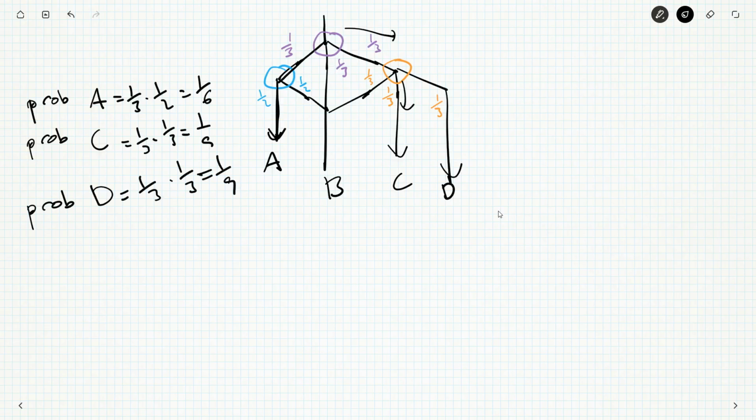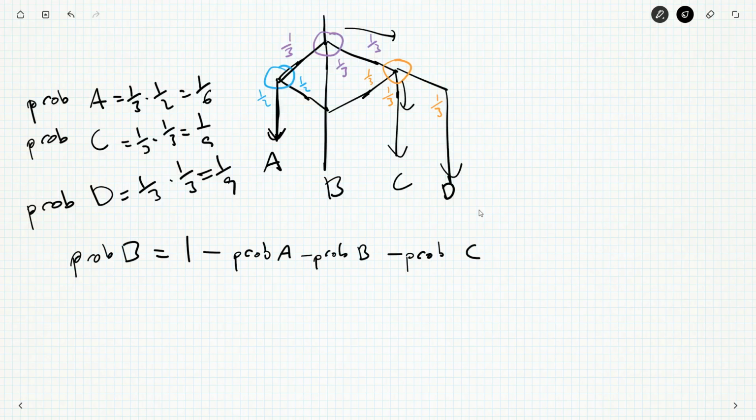Now, Harry the hamster exits one of these pipes eventually. And if you know anything about probability, you'll know that the probability that something happens is always 1, and the probabilities of individual outcomes add up to 1. So we can figure out the probability of B is just 1, the total, minus the probability of A, minus the probability of C, minus the probability of D. So we get 1 minus a 6th minus a 9th minus a 9th. That's one way to do it.